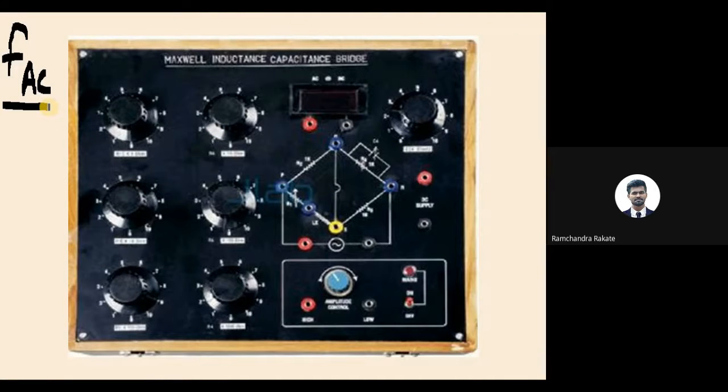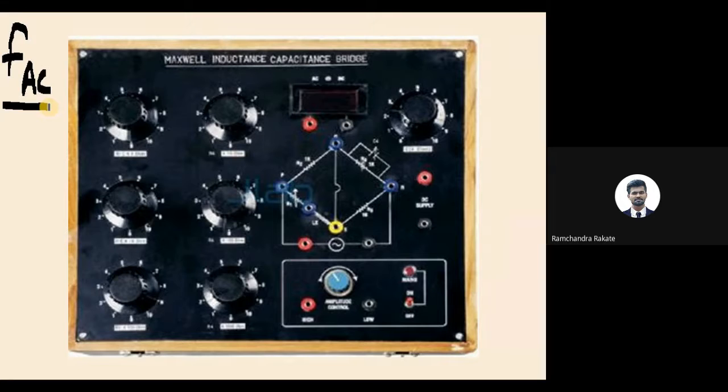Because it's a part of AC bridges. When we are dealing with the frequency, it is a part of AC bridges, and Maxwell is the methodology where we obtain the balance condition. And the advantage of this balance condition is what? We are obtaining a bridge circuit which is independent of frequency.